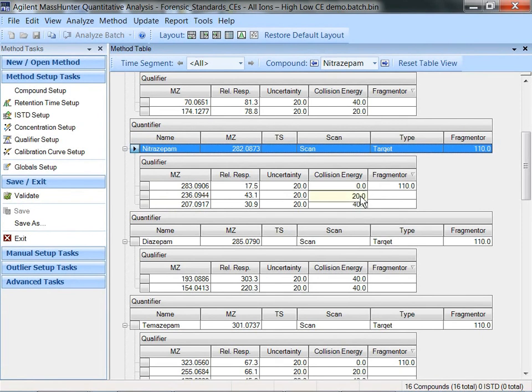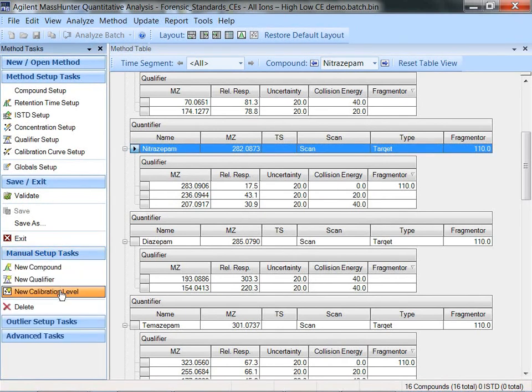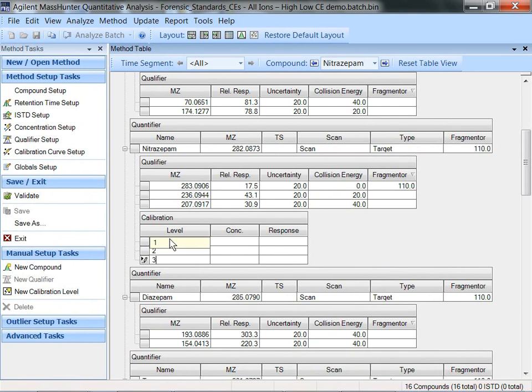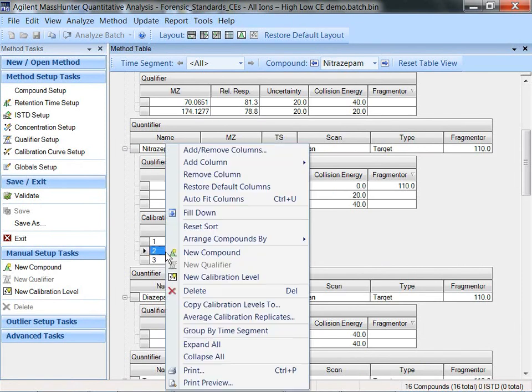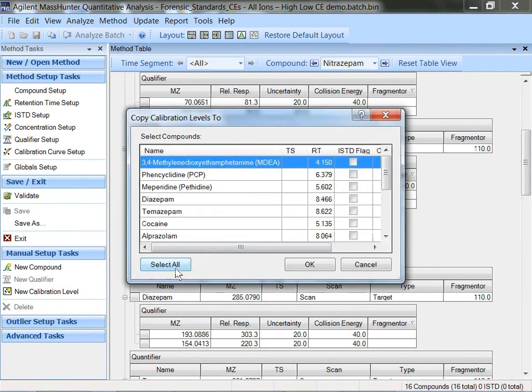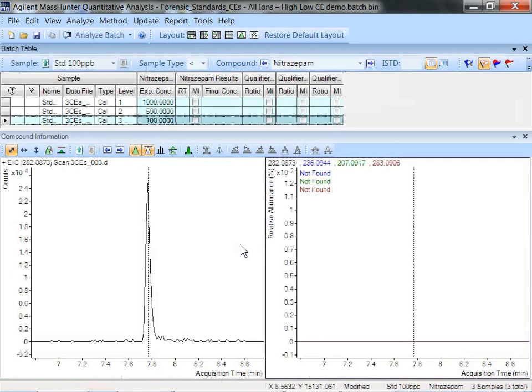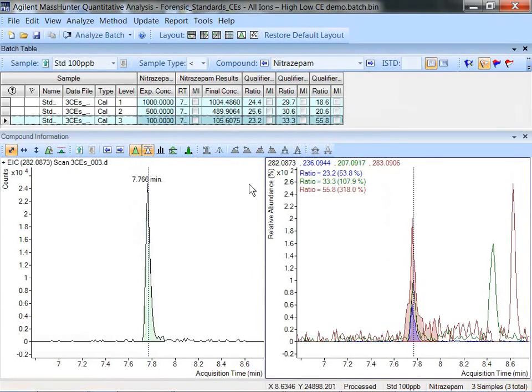So next, let's do a couple additional things like set up a calibration table. I'm going to add in 3 levels, levels 1, 2, and 3, with some concentrations. And I'll copy those to the other compounds. And now I'm ready to apply and see what that looks like in Batch at a Glance.